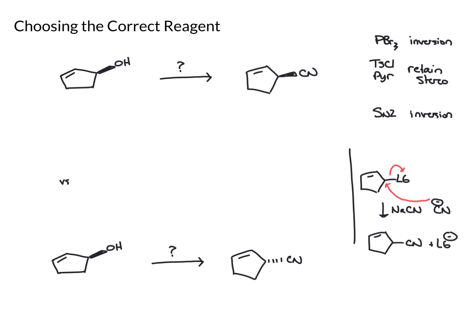Now, this reaction here is an SN2 reaction, which will happen with inversion. So no matter what, that step is going to invert the chiral center you have. So that leads us to needing to pick the correct reagent to get our good leaving group in place. You can't add sodium cyanide to an alcohol and get that to happen. We need the alcohol to be a good leaving group.